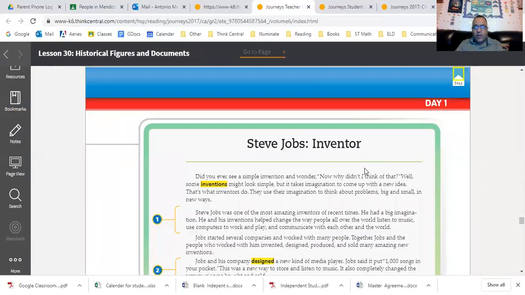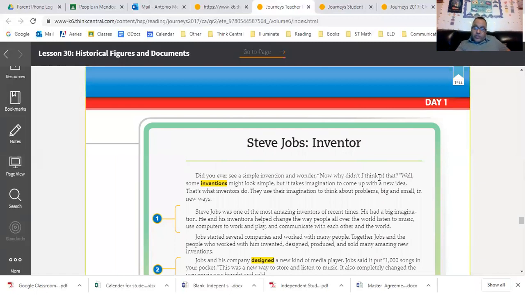Of Steve Jobs, another inventor that actually, I believe he's still alive. He invented some very important things that we'll read about right now. Did you ever see a simple invention and wonder, why didn't I think of that? Well, some inventions might look simple, but it takes imagination to come up with a new idea. That's what inventors do. They use their imagination to think about problems, big and small, in new ways. Steve Jobs was one of the most amazing inventors of recent times.